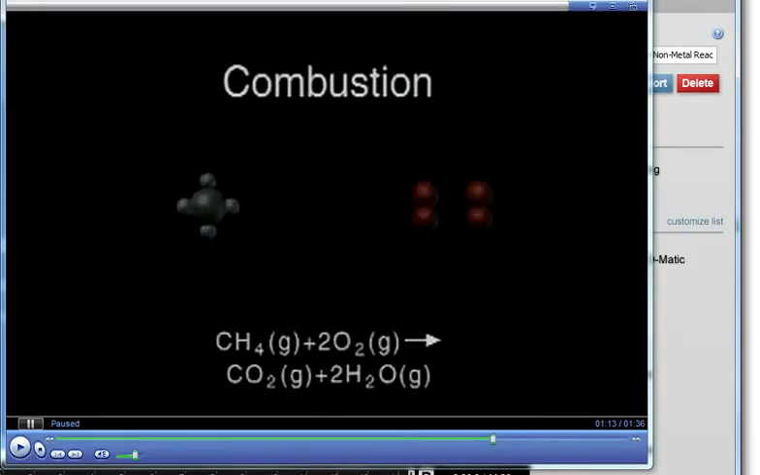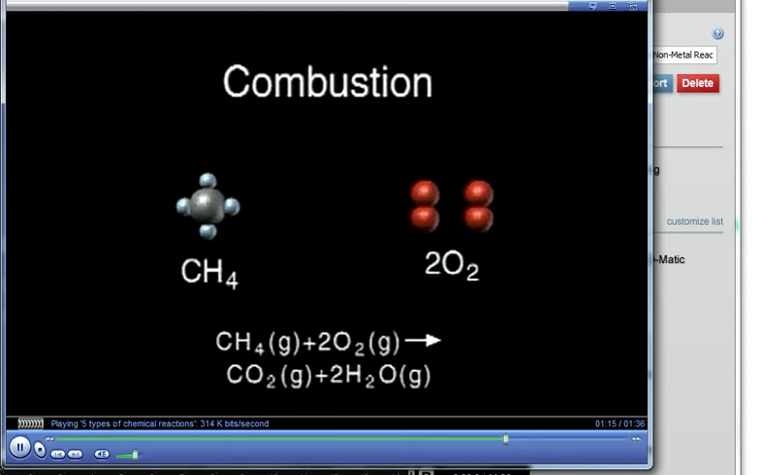Here is a little video that is going to show you the combustion of methane and oxygen forming carbon dioxide and water. A combustion reaction occurs when a substance rapidly combines with oxygen to form one or more oxides and releases energy.